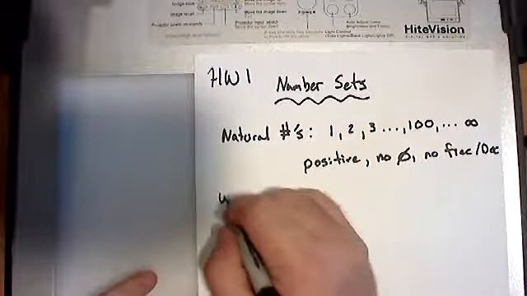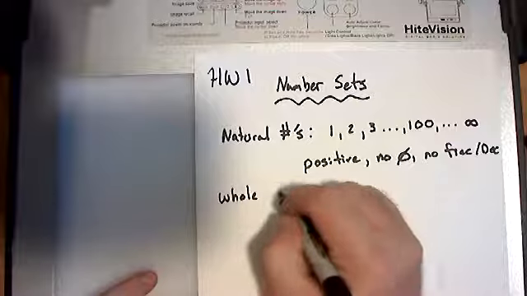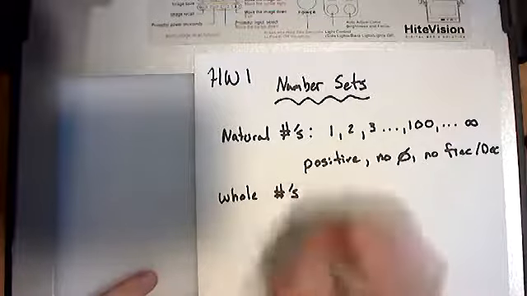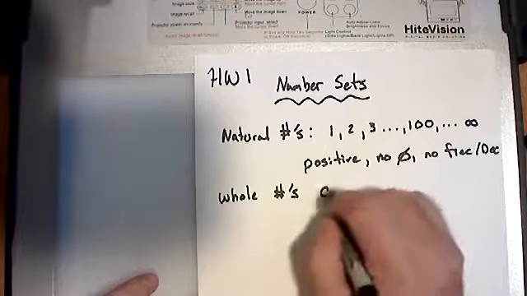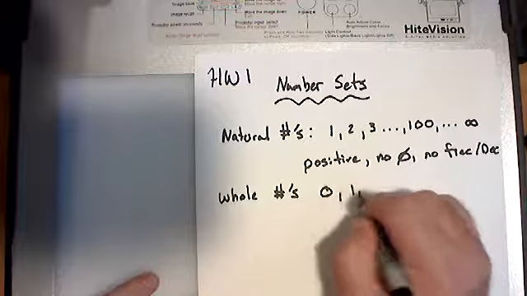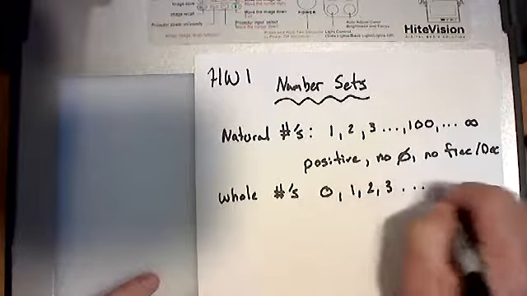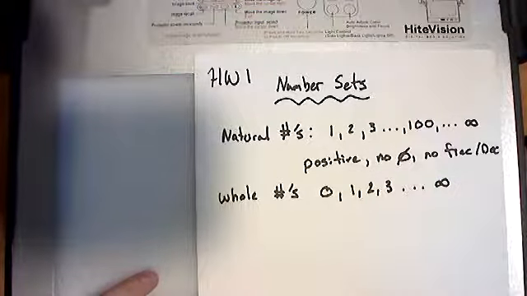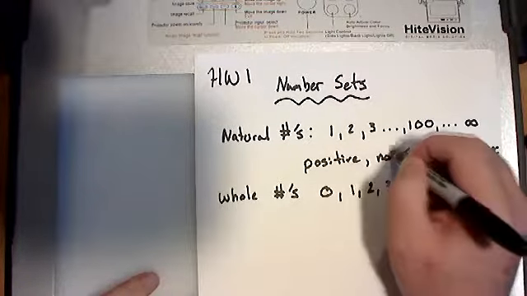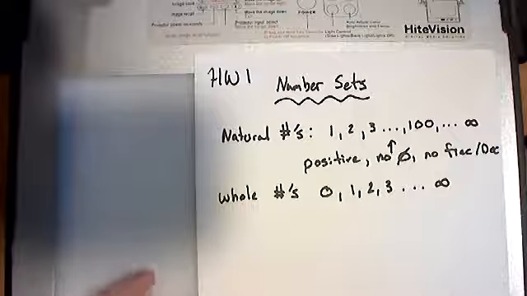The next set, the next largest set, because we are building up from smallest to largest, is the whole numbers. The good news with the whole numbers is there's not a tremendous amount of difference between them and the natural numbers. The difference mainly is that we are adding 0. So 0, 1, 2, 3, and again, all the way out to infinity. And the same things still apply here. It's positive. This time there is a 0, right? That's only true for the whole numbers. There is a 0 in the whole numbers, but still no fractions or decimals.